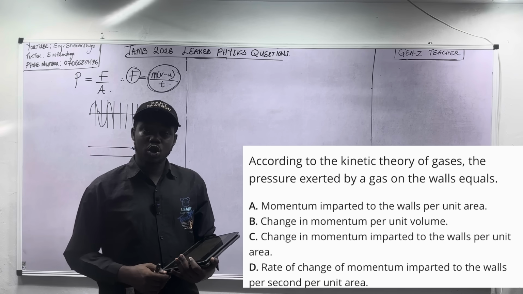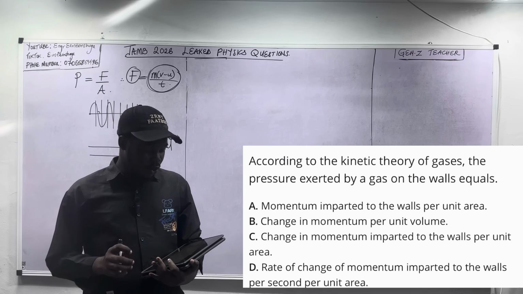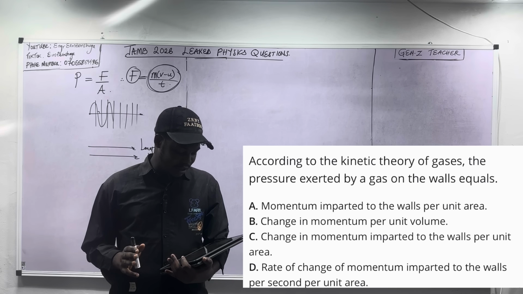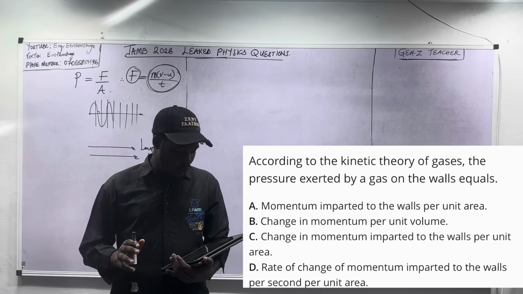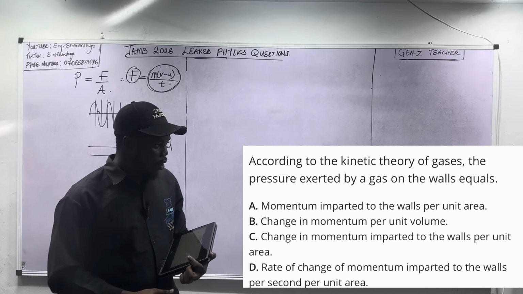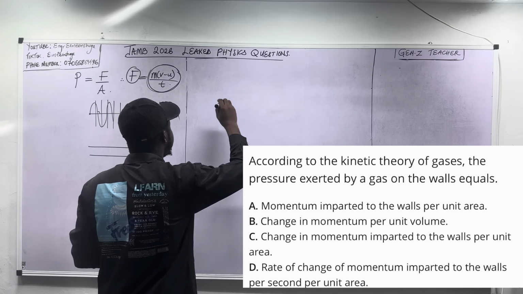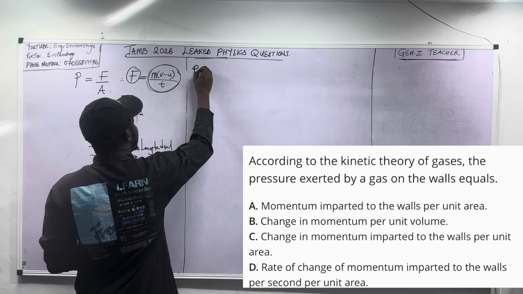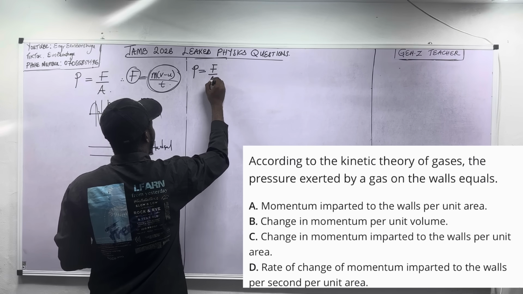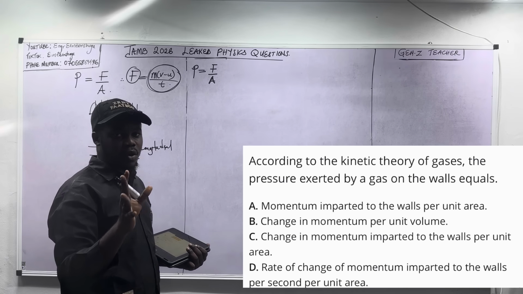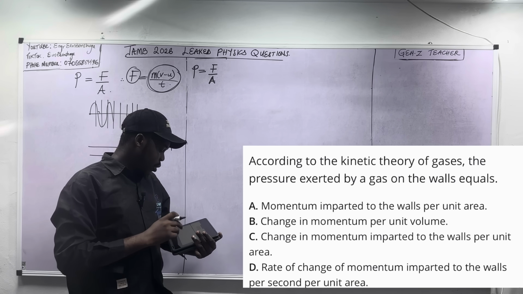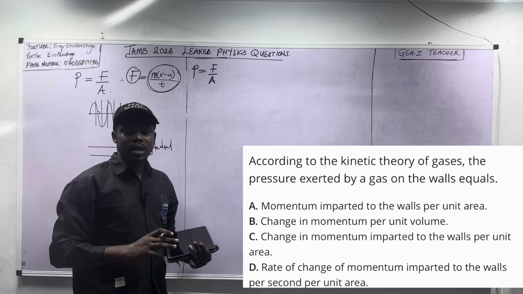Okay, question number 5. According to the kinetic theory of gases, the pressure exerted by a gas on the walls equals, that's the question, and the options are shown on the screen. Now remember, pressure is basically equal to force over area. So our answer should contain something about force divided by area or per unit area. But now in the options, we have momentum.